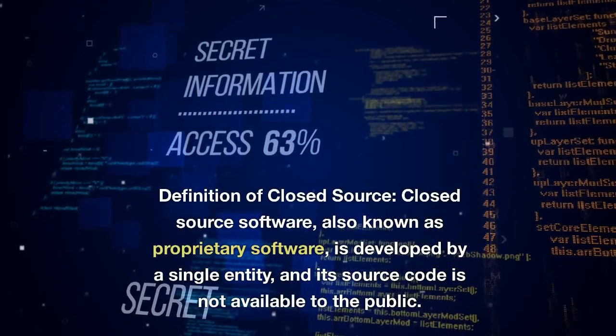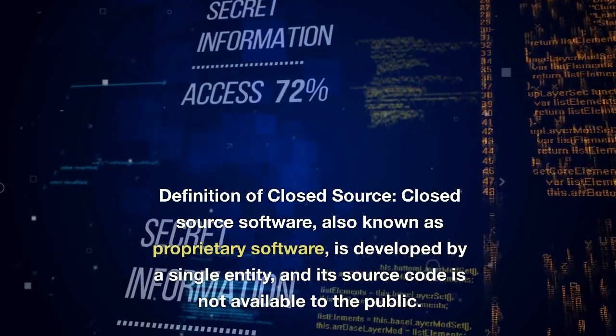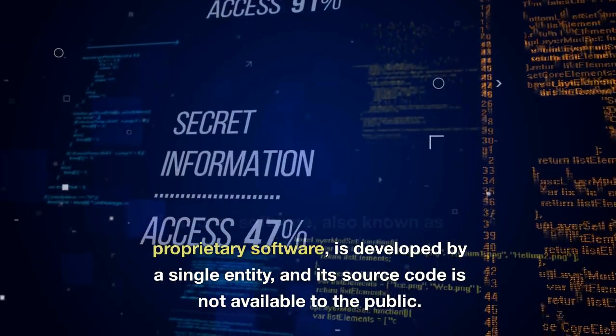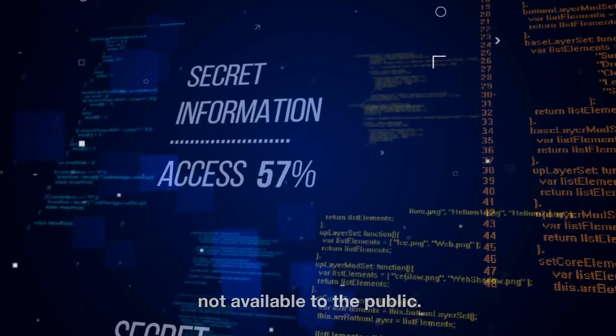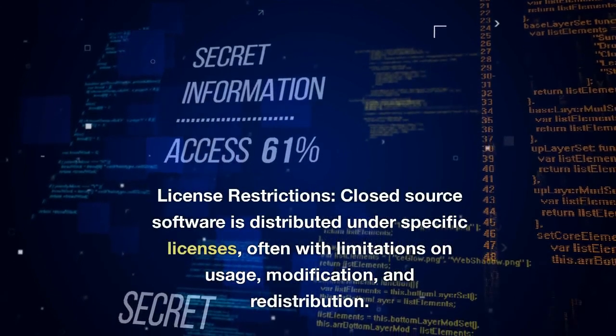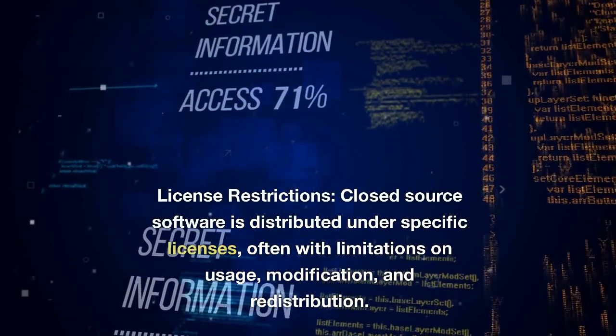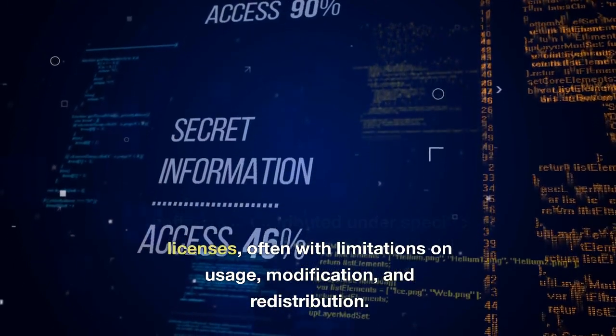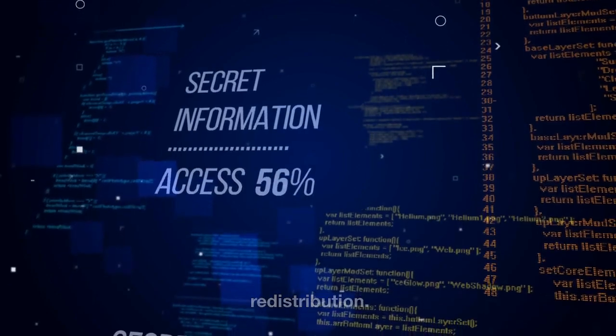Definition of closed source. Closed source software, also known as proprietary software, is developed by a single entity, and its source code is not available to the public. License restrictions. Closed source software is distributed under specific licenses, often with limitations on usage, modification, and redistribution.